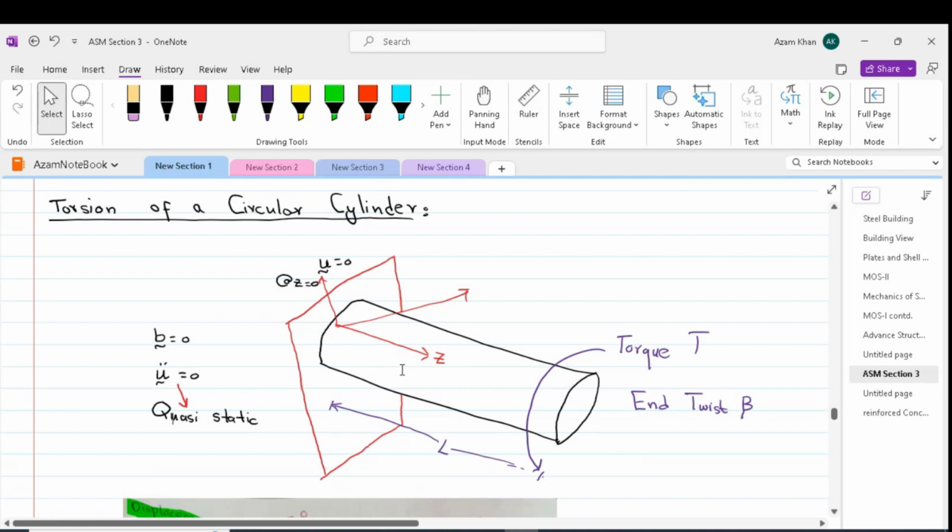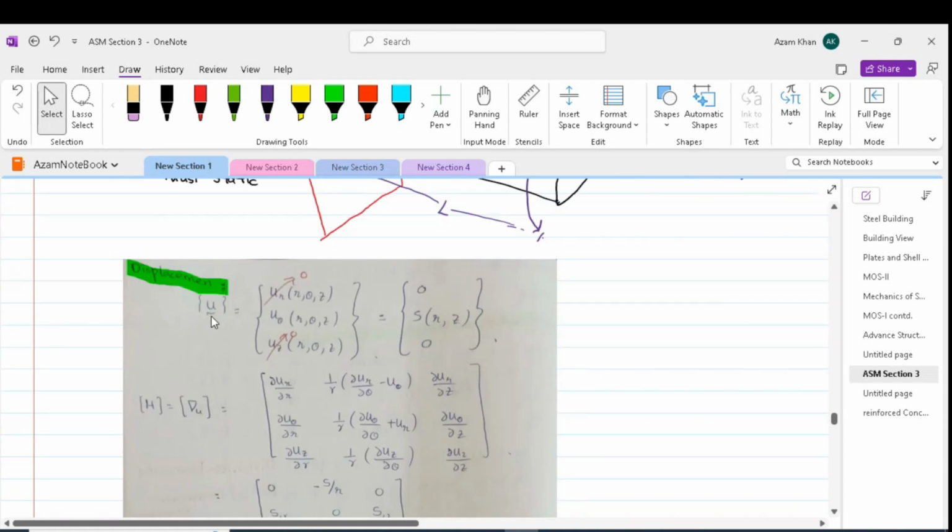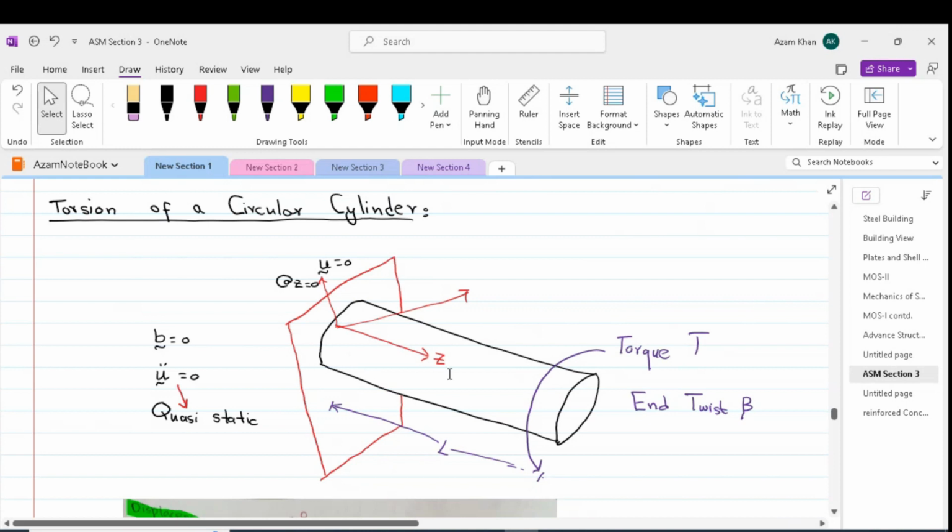We will assume that the body force is equal to zero and there is no acceleration of the body. Thus, we are dealing with a quasi-static problem. Let us write now the displacement vector. We have three components of displacements. One is UR, another one is U theta, and the final one is UZ. As we have a cylindrical body which is subjected to an end torque, this type of problem can be easily solved using the cylindrical coordinates.